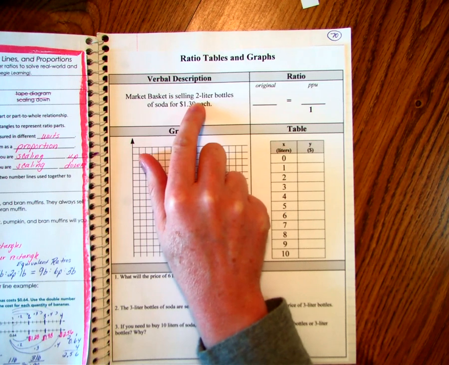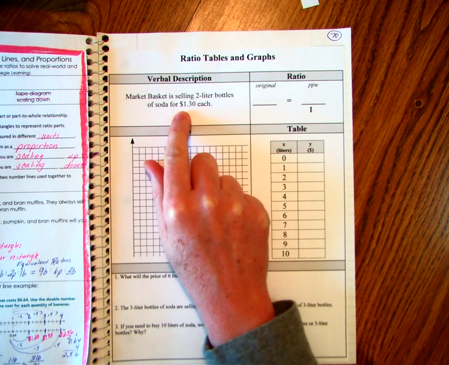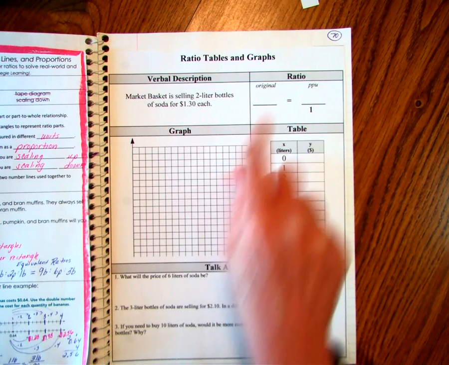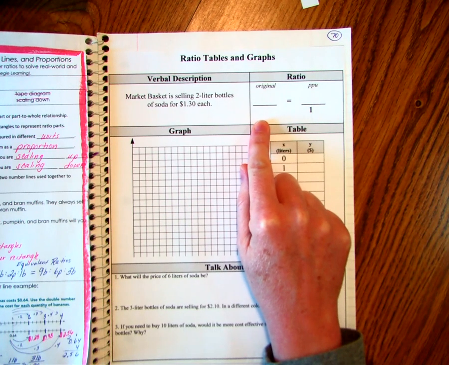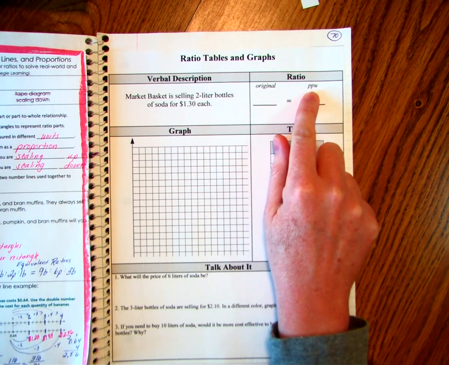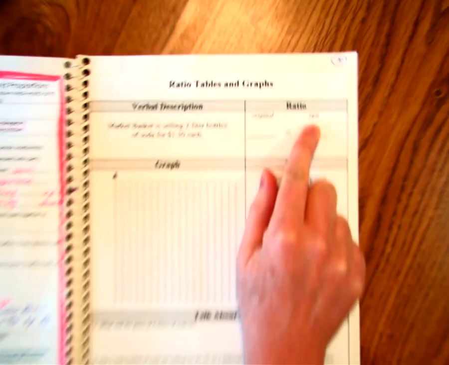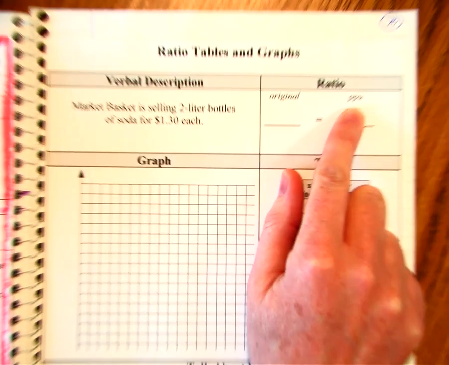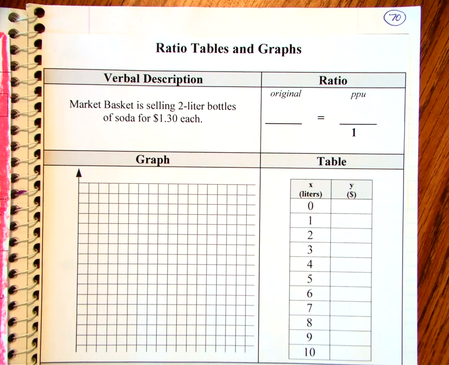Market Basket is selling 2-liter bottles of soda for $1.30 each. They want the original ratio written here, and I do know that this means price per unit. So that might not be a vocabulary term you are familiar with. So that abbreviation means price per unit.